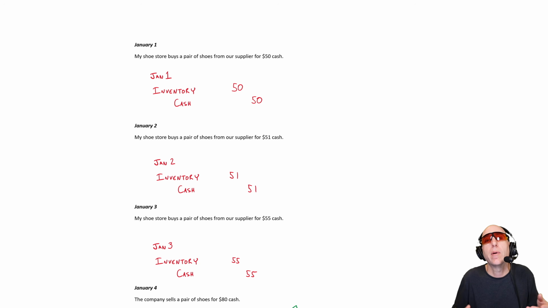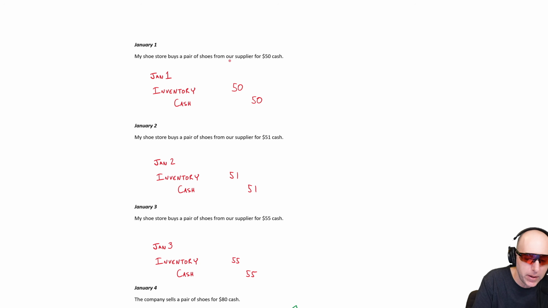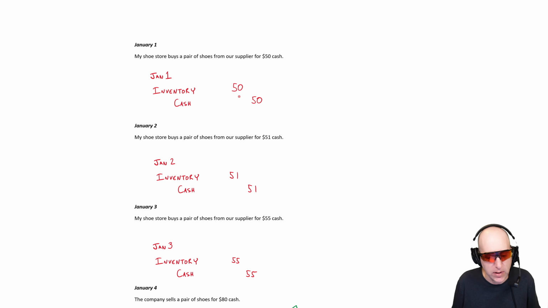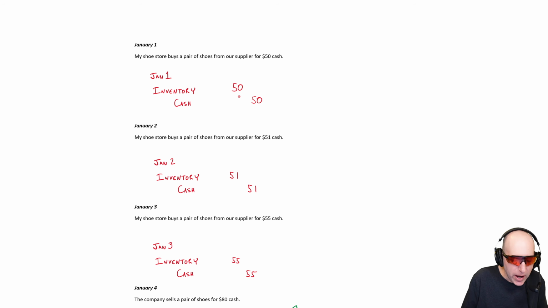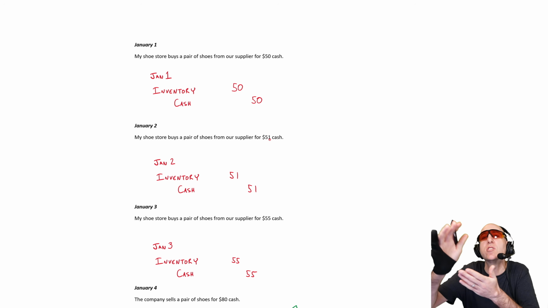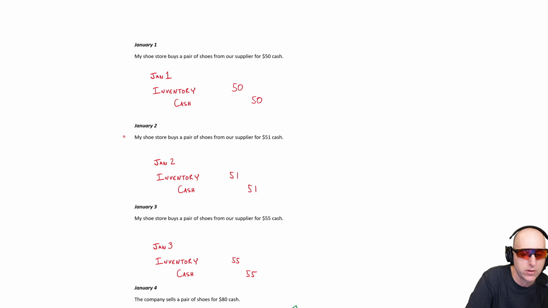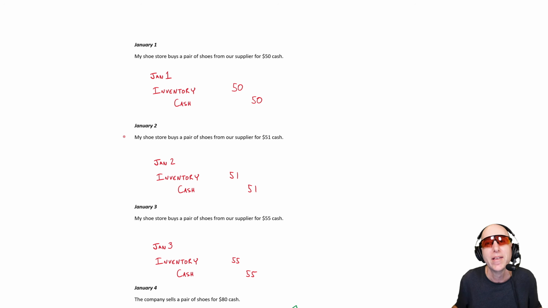Let's think of Walmart buying a pair of shoes. So let's say Walmart buys a pair of shoes from a supplier for $50 cash, debit inventory, credit cash, $50 on January 1st. They buy a second pair of shoes on January 2nd for $51. The price of inventory tends to rise over time. This is an absurd example where it's going up like every day. Well, that won't happen in real life, but imagine this happening over a longer time period.